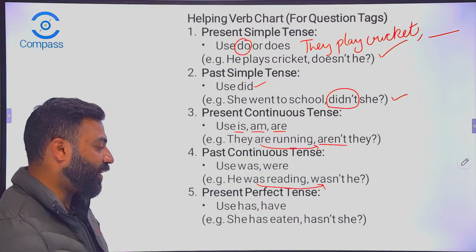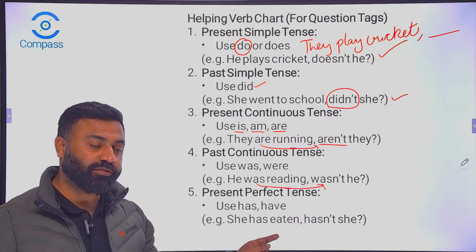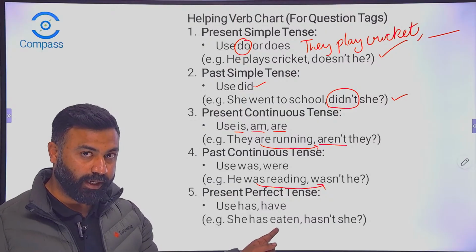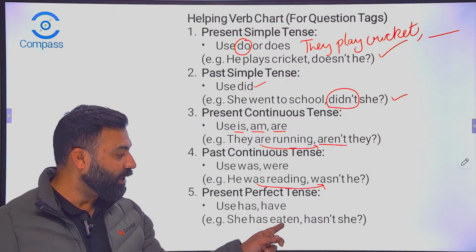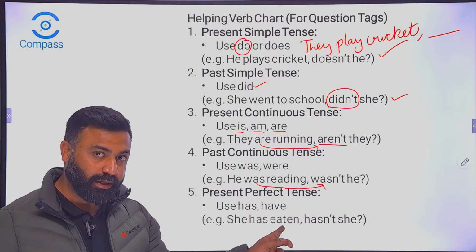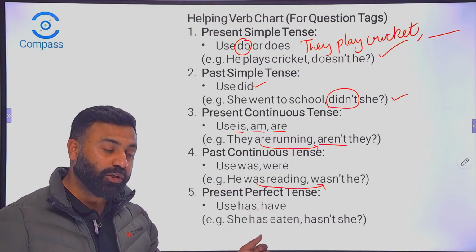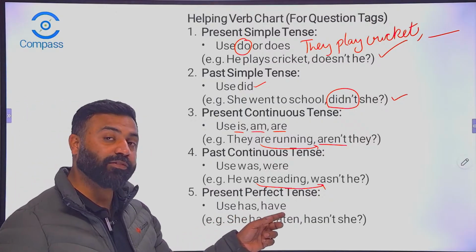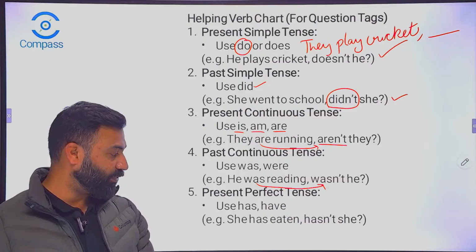Now, what do we have here? With has, we have eaten as well. This is called V3. She has eaten. Now, when we have V3, then it is present perfect. Don't just get confused having the two words has or have. Don't just get confused with that.